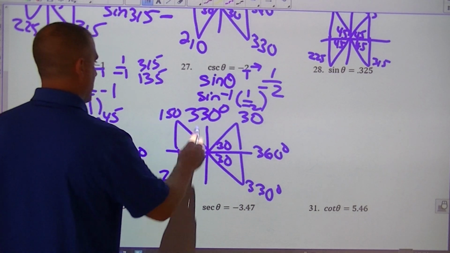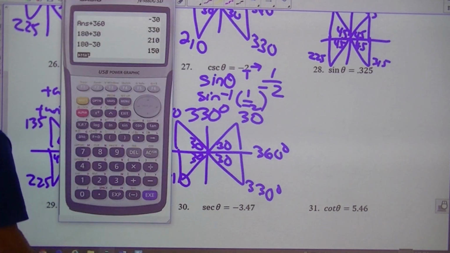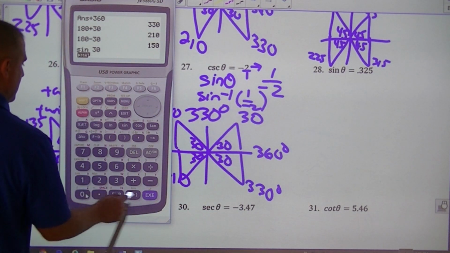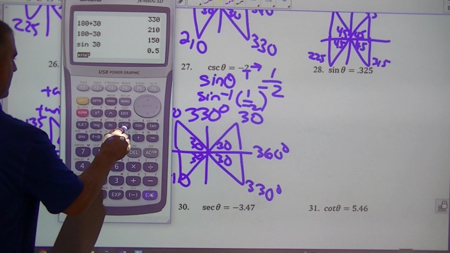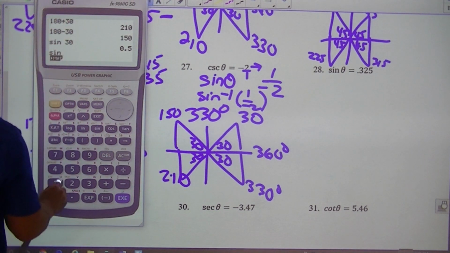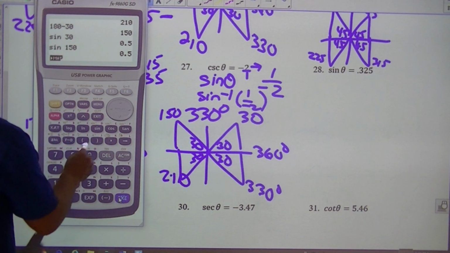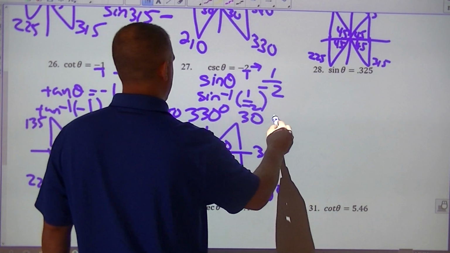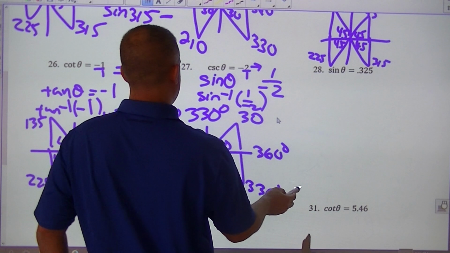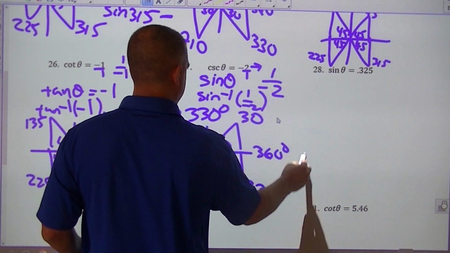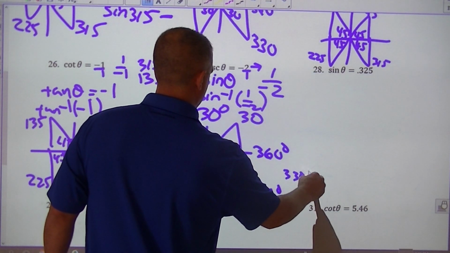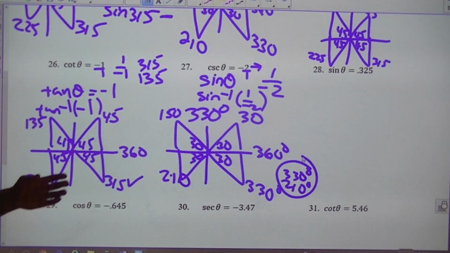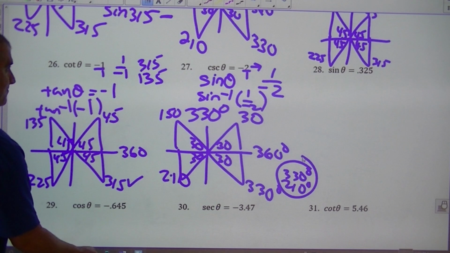Now, in this case my answer was negative, so I want to find the other negative. Sine of 30, positive. Sine of 150, positive. Sine of 210, negative. So the other one that worked here, besides 330, was 210. Those were the ones that worked.